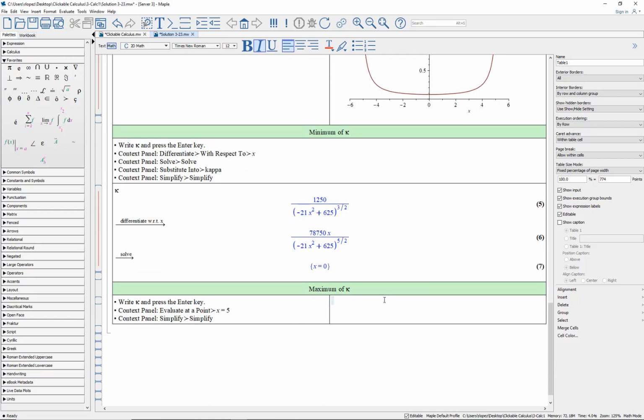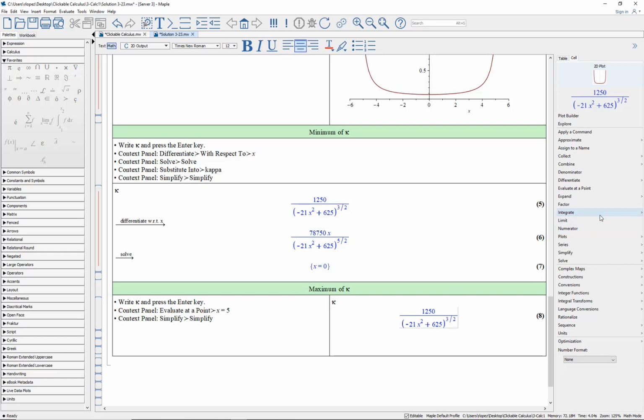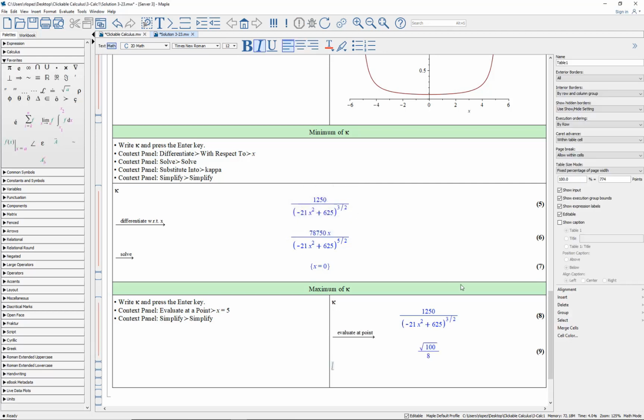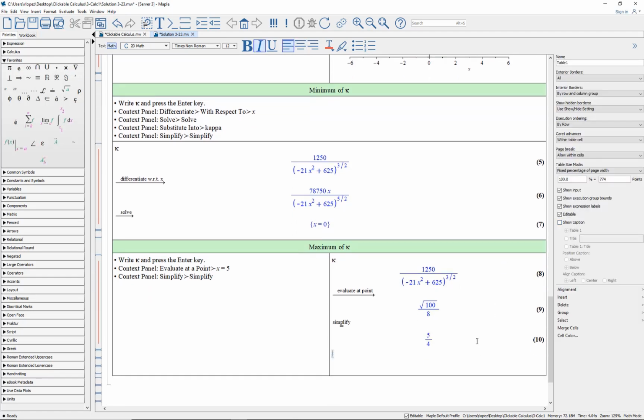So this is the curvature. There's the curvature. I want to evaluate that at x equals 5. So that's the maximum curvature, and it certainly will yield to a simplify. That's the maximum curvature.